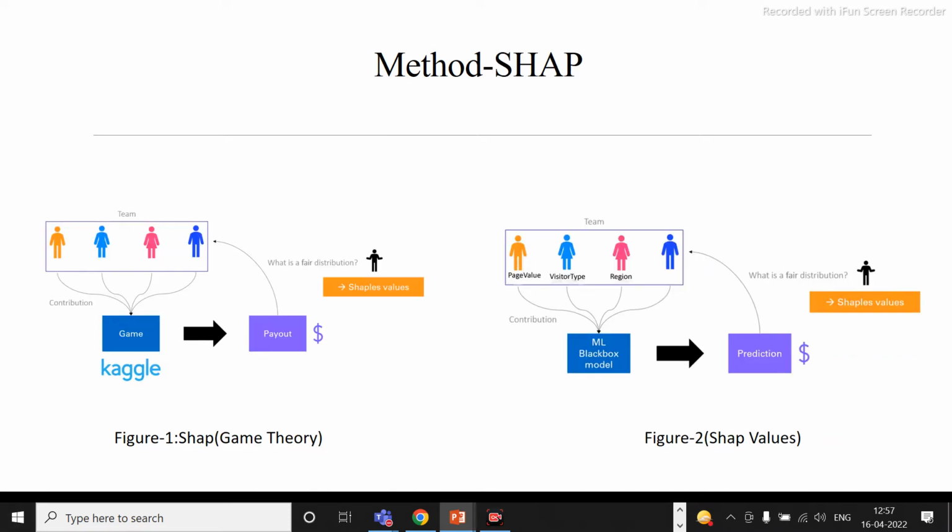So this is LIME. The second one is SHAP. SHAP is Shapley Additive Explanations. SHAP typically uses game theory.